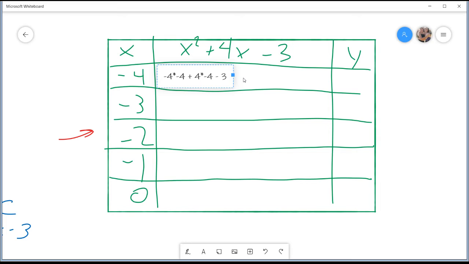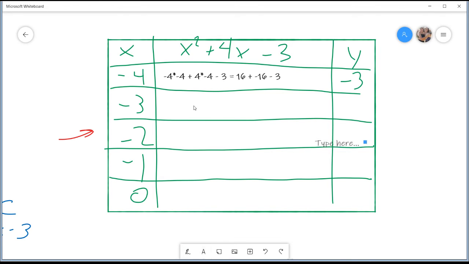And so if we look and start to do that, negative 4 squared, so negative 4 times negative 4 is positive 16. 4 times negative 4 is negative 16, and then we're subtracting 3. 16 plus negative 16 is 0. 0 minus 3 is negative 3.